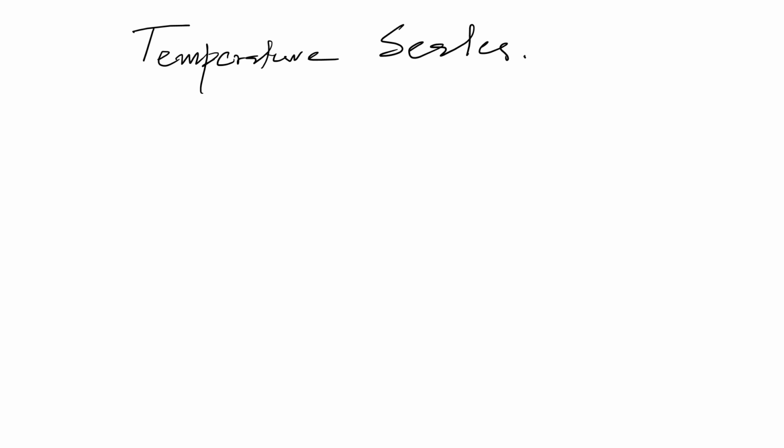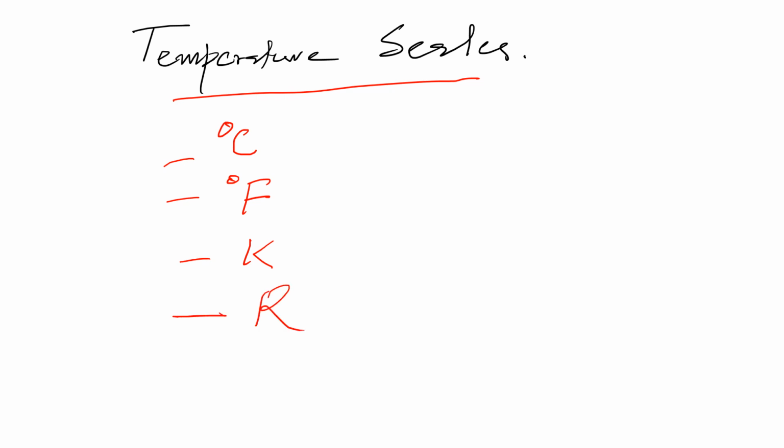Now we have temperature scales to measure this temperature. We have four common scales. We have the degree centigrade scale, which is the Celsius scale. We have the degree Fahrenheit scale. We have the Kelvin scale. We have the Rankine scale. These are the four common scales which are used to measure the temperature.